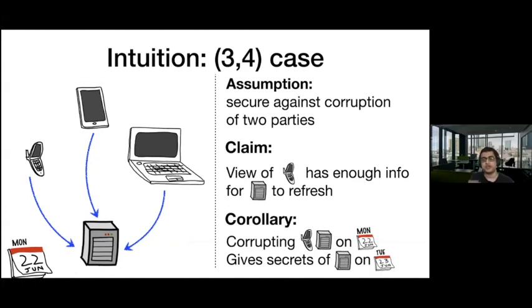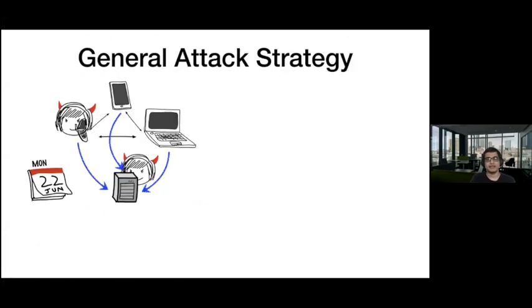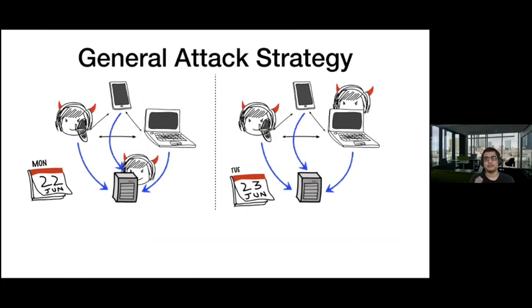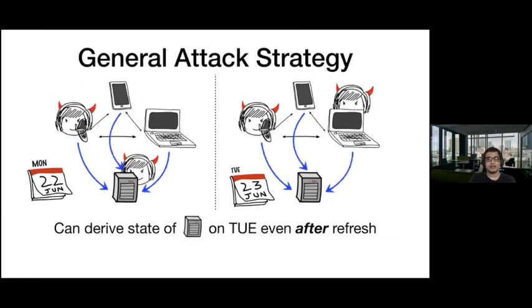And as a corollary, we can say that corrupting the phone and the server on Monday is going to give the secret of the server on Tuesday, specifically even after uncorruption. We use claim 1 to derive the state of the server, basically, right? To get an idea of why this gives an attack, let's say we run the protocol on Monday, where the phone and the server are corrupt, and we run the protocol honestly on Tuesday, where the phone and the laptop are corrupt. Right? By the corollary that I just stated, you can derive the state of the server on Tuesday, even after the refresh.